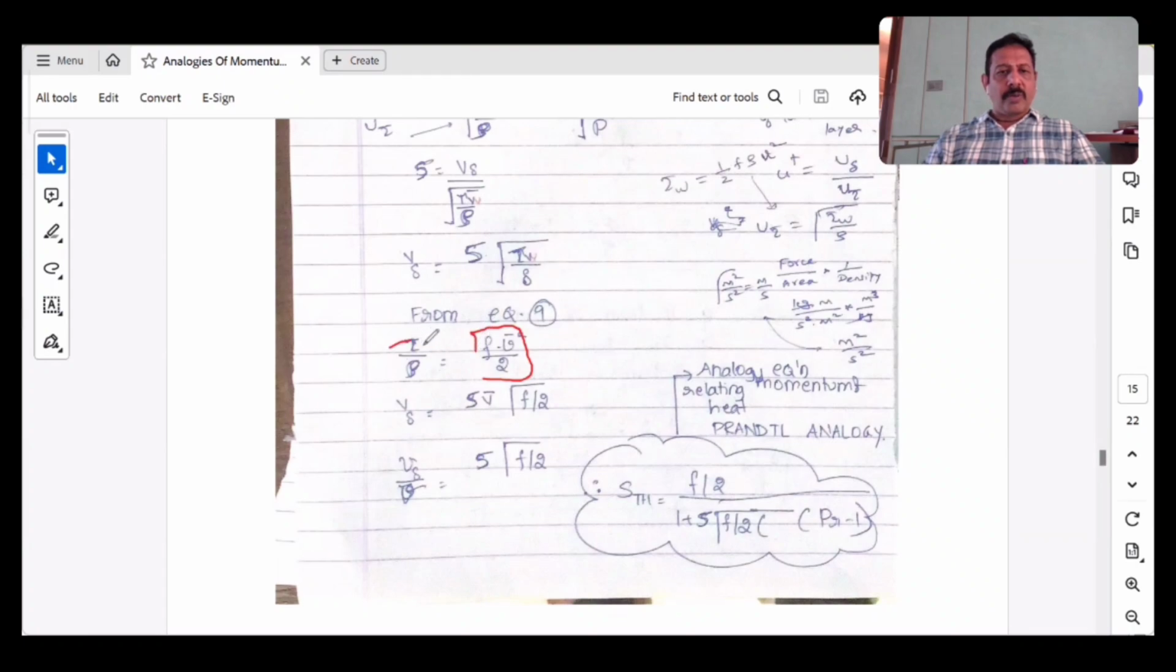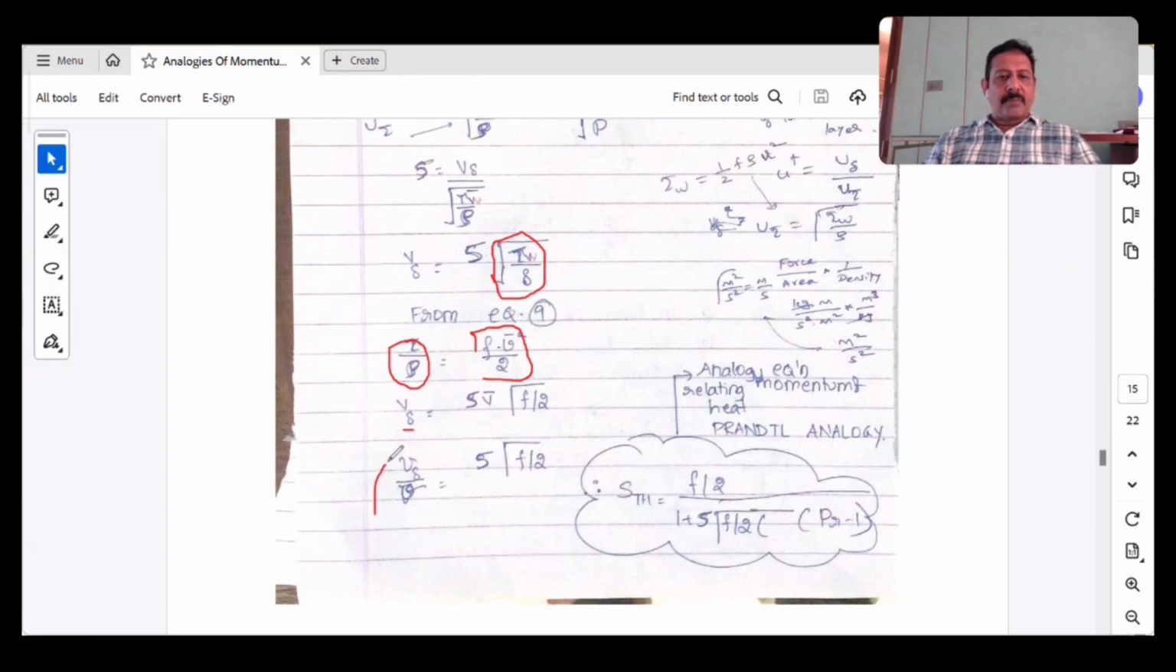Tau w by tau, for v delta I am just substituting this, right? So f v bar into root of f by 2. It is not complicated, it's just a very simple, straightforward substitution. So our v delta is equal to 5 into v bar into root of f by 2, or v delta by v is equal to 5 into root of f by 2.